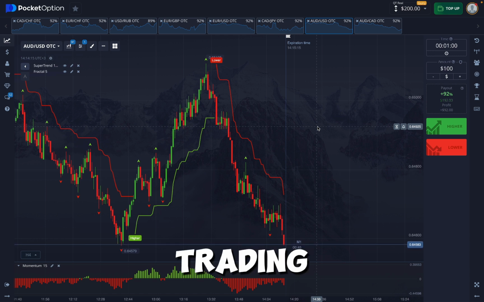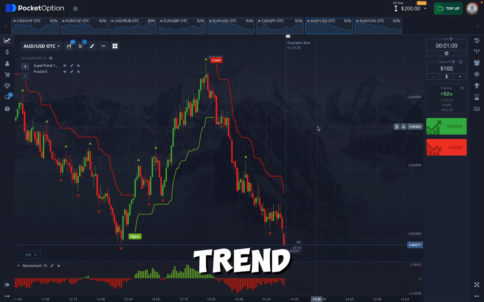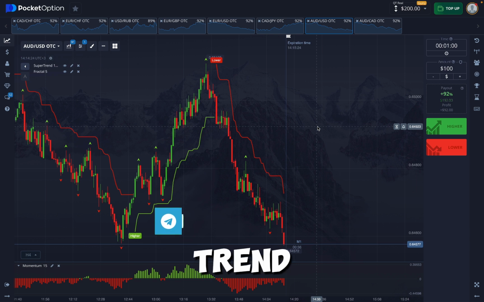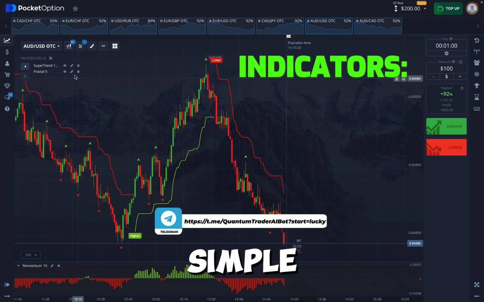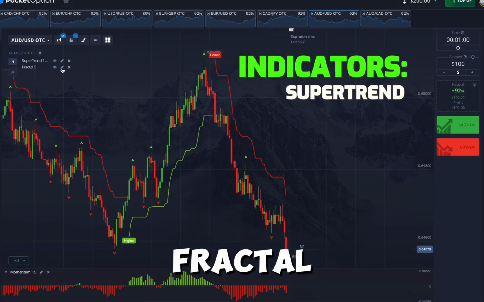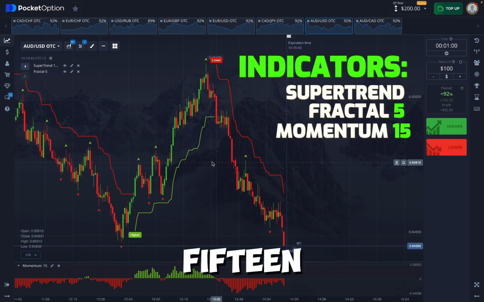In general, I always try to practice on intra-stock quotes as often as possible. Trading on the OTC market, I always try to analyze the trend and open deals based on the trend direction and price behavior within the trend. So for today, I have selected the following set of indicators. It is quite simple. This is a super trend with default settings, a fractal with a period of 5 and a momentum oscillator with a period of 15.